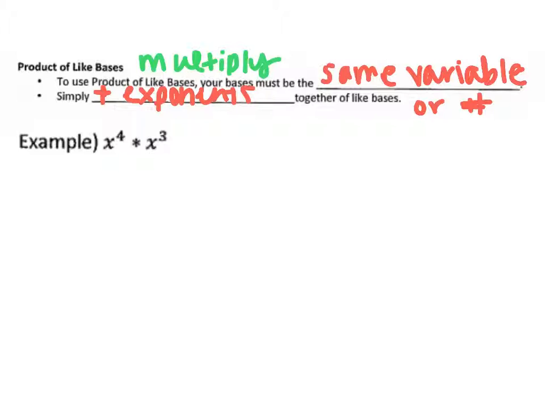So for example, x to the 4th times x to the 3rd. These are like bases because they're both x's. Since the bases match, I'm allowed to add 4 plus 3, which would be x to the 7th.